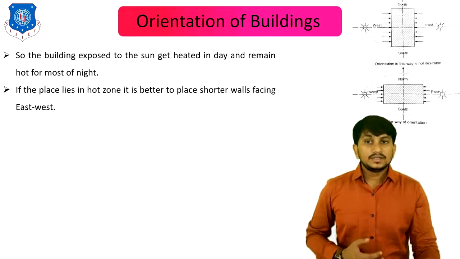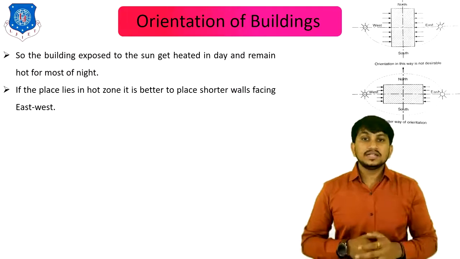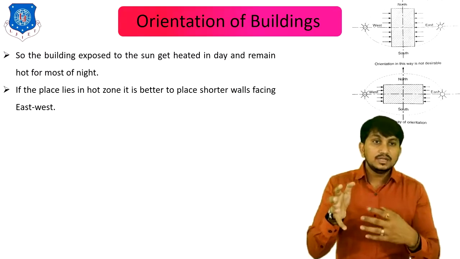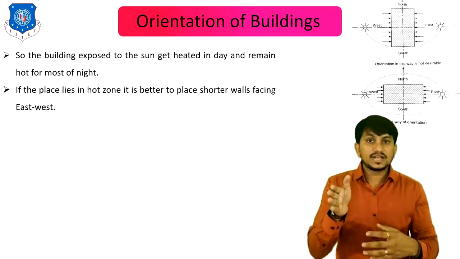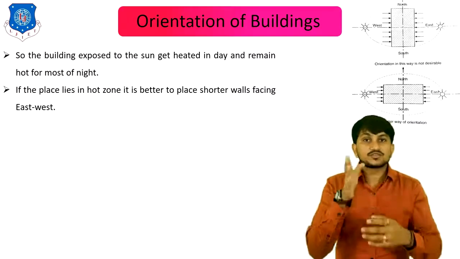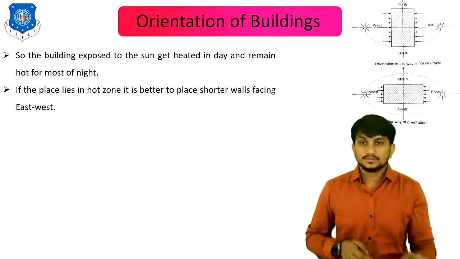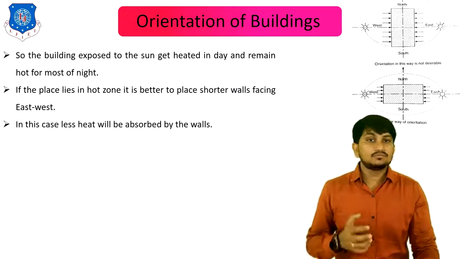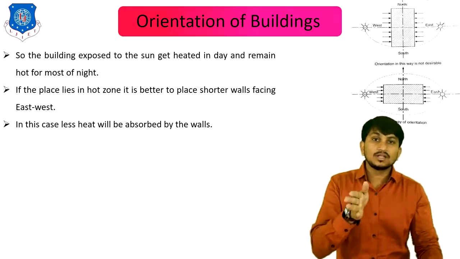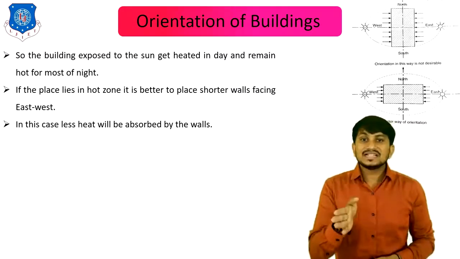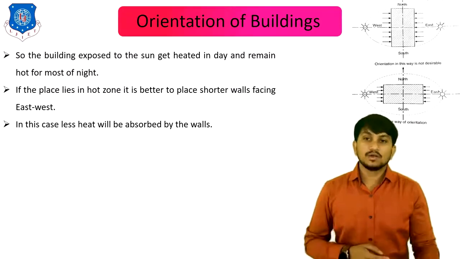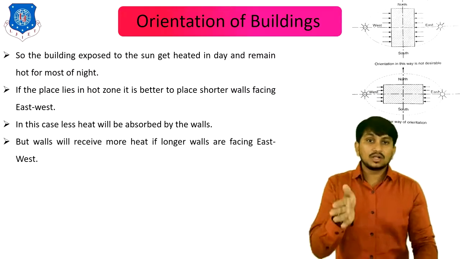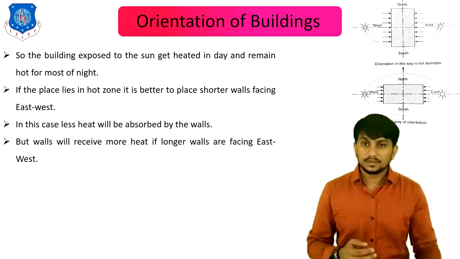If the place lies in a hot zone, it is better to place the shorter walls facing east and west. So the walls of the building which face east and west should be the short walls, not the long walls. In this case, less heat will be absorbed by the walls. But walls will receive more heat if the longer walls are facing east and west.